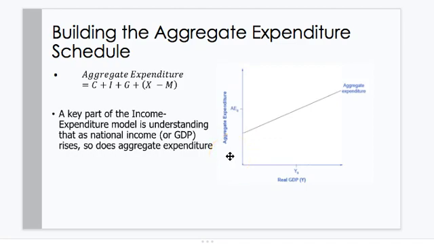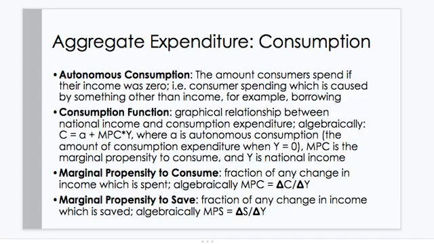A key part of the income expenditure model is understanding that as national income or GDP rises, so does aggregate expenditure. Here's some vocabulary. Autonomous consumption: the amount consumers spend if their income was zero, i.e. consumer spending which is caused by something other than income, for example, borrowing.